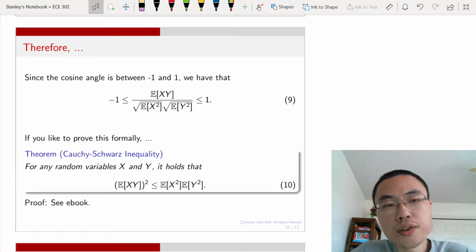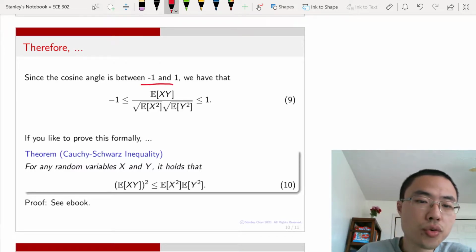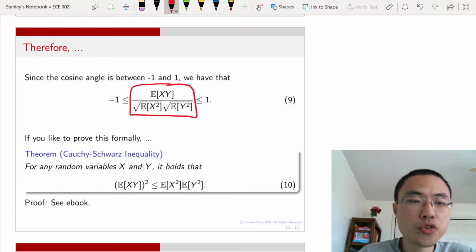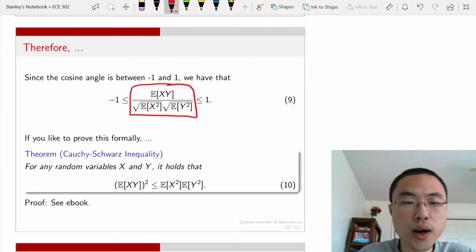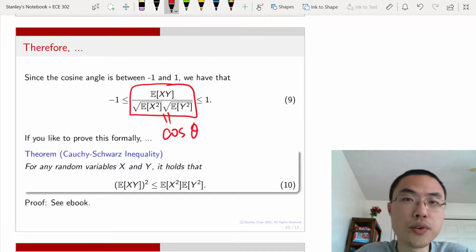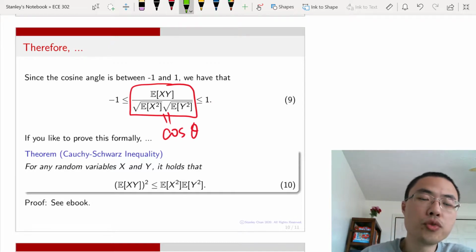And because of all these reasons, you can see that this term, which is the normalized version of the correlation, has to be between -1 and 1. Why? Because this is defining the cosine angle. And the cosine angle, by definition, has to be between -1 and 1. You can never go above 1. You can never go below -1.